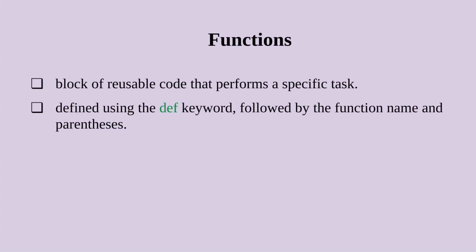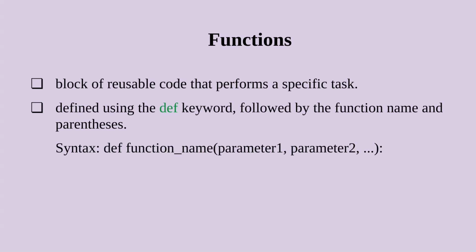A function is defined using the def keyword followed by the function name and parenthesis, meaning first bracket. Syntax: def, function name, bracket open, parameters within brackets, bracket close, colon. Syntax is basically just the grammar or the rule of writing certain statements in the programming language.